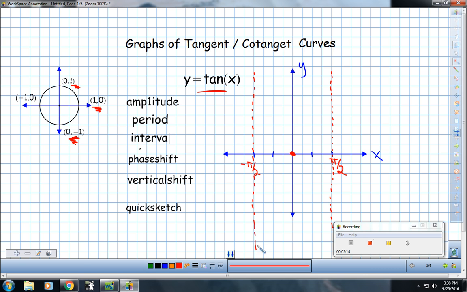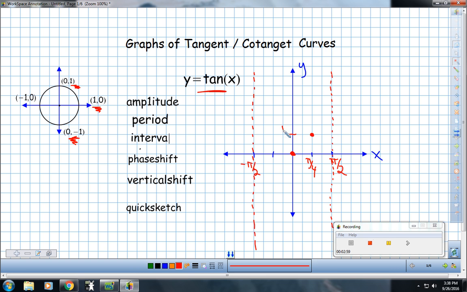Between 0 and pi over 2 would be pi over 4. Let's figure out what's going on there. For the tangent of pi over 4, we know that at pi over 4 on the unit circle, the point is radical 2 over 2, radical 2 over 2. So y over x, which is the tangent, would be radical 2 over 2 over radical 2 over 2, or 1. So the tangent of pi over 4 is 1.